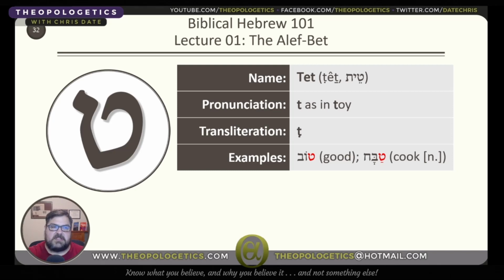Examples of Hebrew words that start with tet are tov, meaning good. In fact, this is where the phrase mazel tov comes from, which means good luck, good job, good tidings, something along those lines. Tov means good. And tavach means cook, like a chef, somebody who cooks.